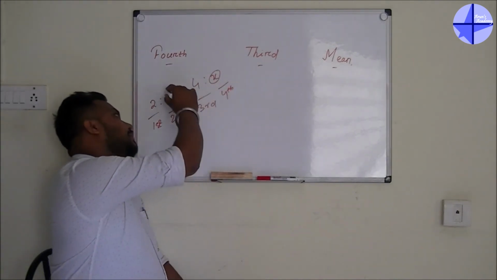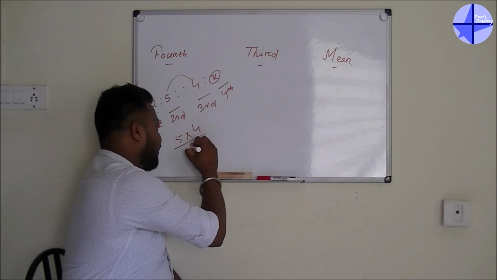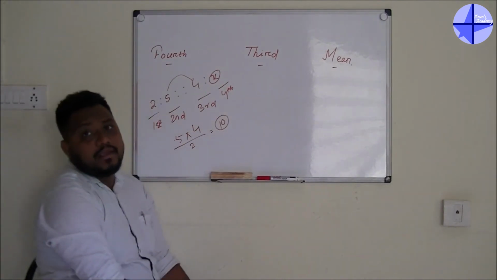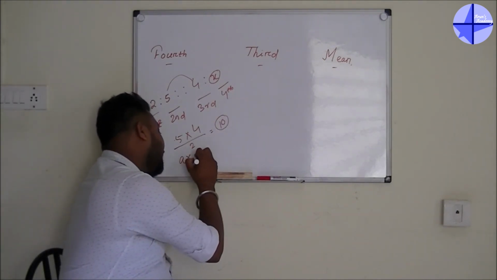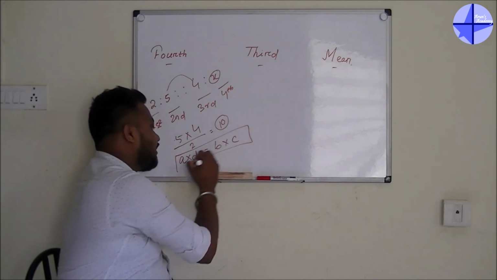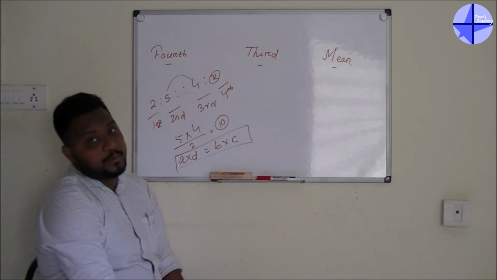What you have to do, you have to multiply this 5 into 4 divided by 2, your answer will be 10. Okay, so this is your fourth proportional. You can use this formula also, A into D is equal to B into C. The same thing whatever I told you earlier. Okay, so now we'll go for the third proportional.